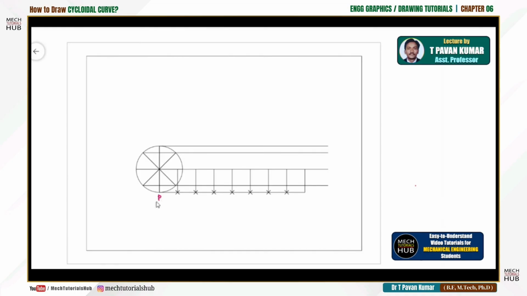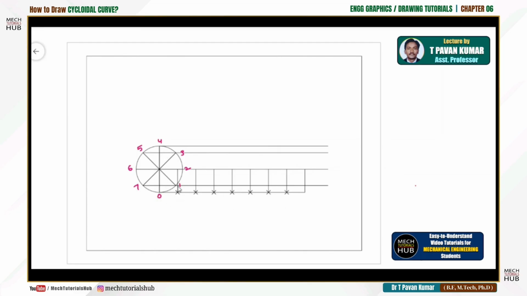If I call this P, or else let me call this O or 0, this division is 1, this is 2, 3, 4, 5, 6 and 7. So overall there are 8 divisions, parts. Similarly, have a look at the directing line, 1, 2, 3, 4, 5, 6, 7, 8. So if you divide the circle into 8 parts, divide the directing line also into 8 parts. That is a simple thing. Similarly, if you divide this into 12 parts, divide this line also into 12 parts.